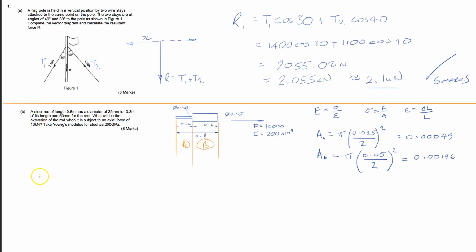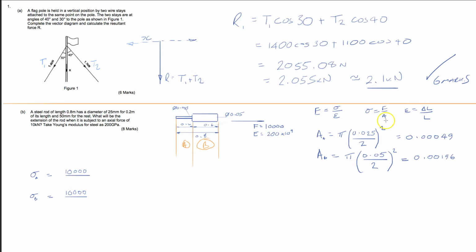So we will take the stress in A and the stress in B. Stress in A, force over area. Well, the force is the same in both, which is 10,000, isn't it? Yeah, 10 kilonewtons. So we've got 10,000 divided by the area. So the area of A was 0.00049.